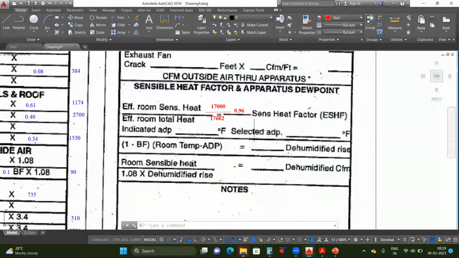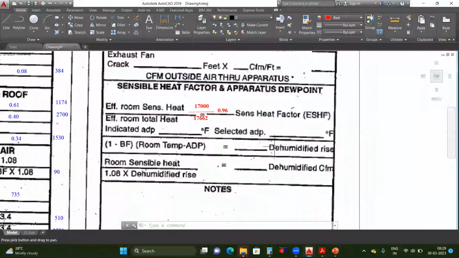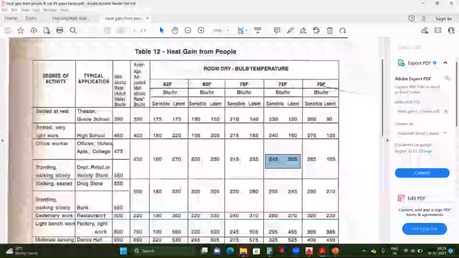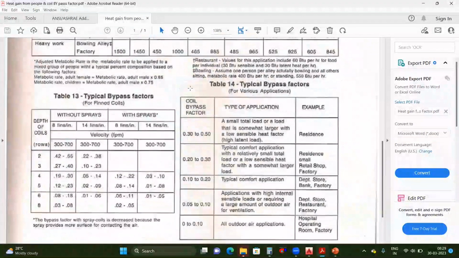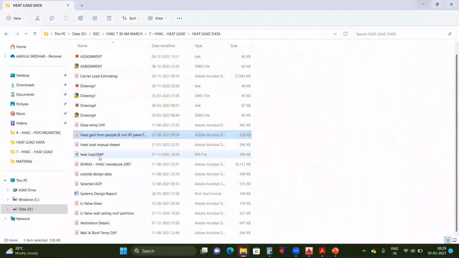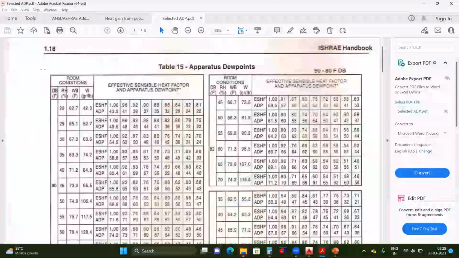Okay. So for this ADP, sorry, we need to select this selected ADP. So we have to go for the different data book ADP, where it is, this is selected ADP. To select the ADP, we require the room conditions of dry bulb, RH, wet bulb and humidity ratio. So we know the room dry bulb conditions and RH conditions.